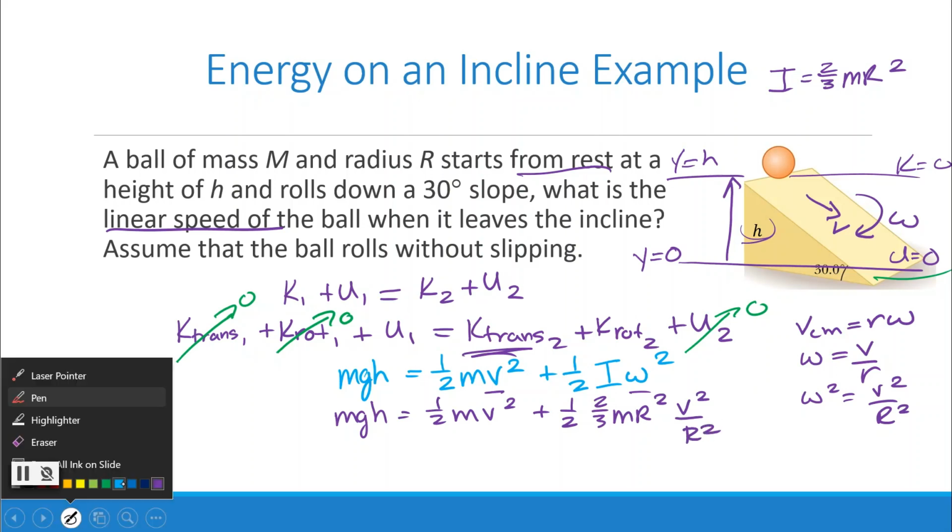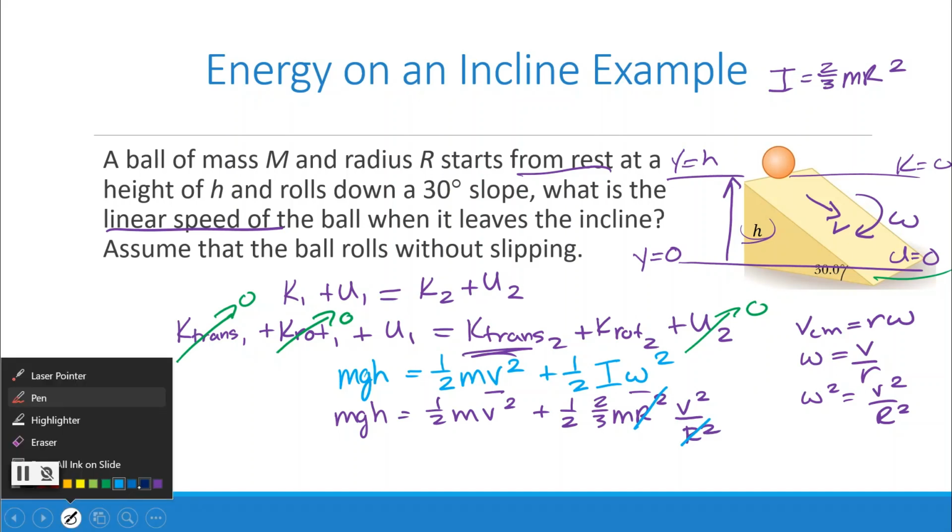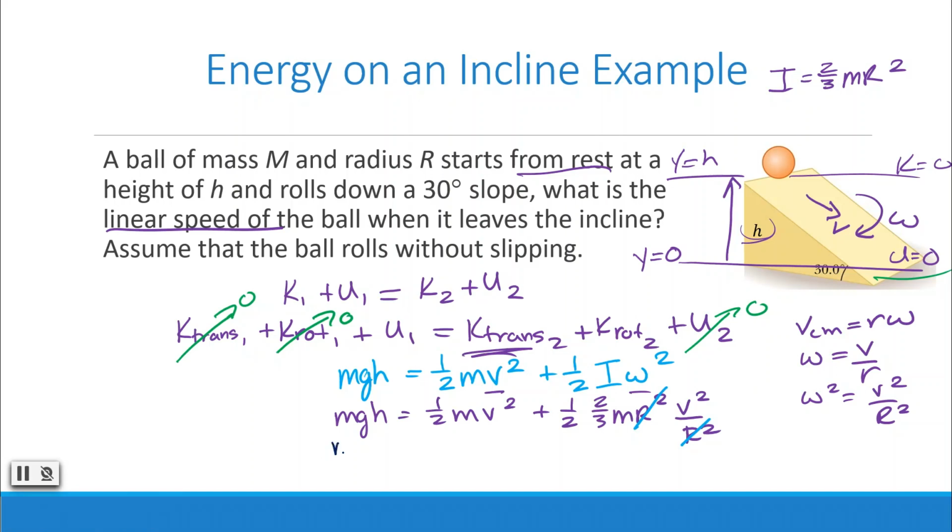One thing you're going to notice is that once again, r squared cancels out. So the radius doesn't matter, just like it didn't matter for acceleration. The only thing that's really going to matter here is the height and whatever that fraction was for our rotational inertia. So I get mgh is equal to 1/2 mv squared plus, the halves cancel with the 2, 1/3 mv squared. Notice that mass cancels out as well. So the mass doesn't matter.